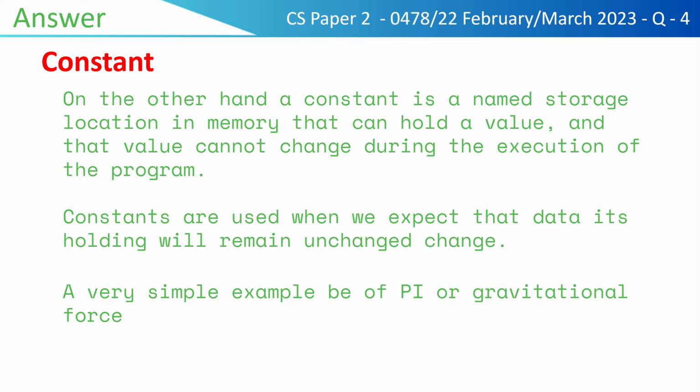On the other hand, a constant is a named storage location in memory that can hold a value, and that value cannot change during the execution of the program. Constants are used when we expect that the data it's holding will remain unchanged. A very simple example would be pi or gravitational force.